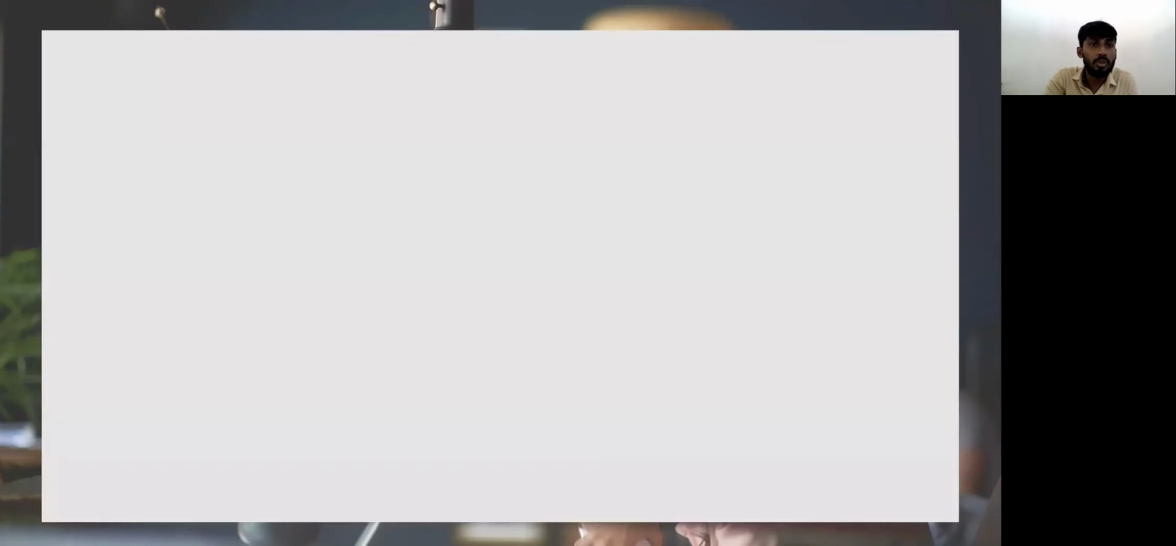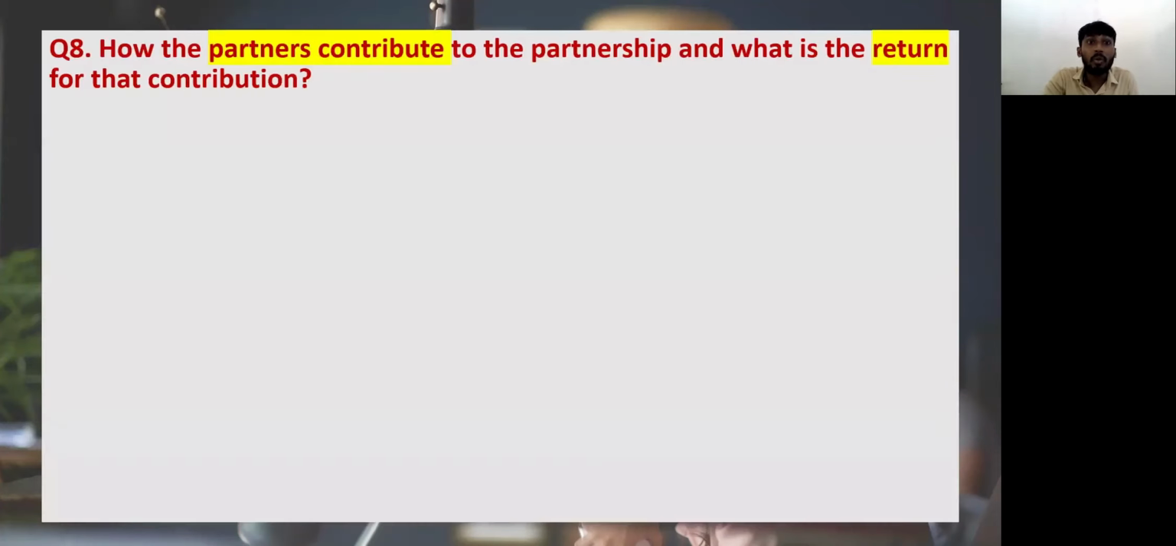Now let's move on to how the partners are contributing. How the partners contribute to a partnership, and what is the return? What is the benefit given for that contribution? That means how the partners help, how they give their contribution to a partnership, and what benefit the partners get for that contribution.